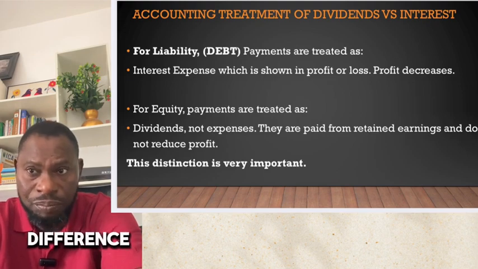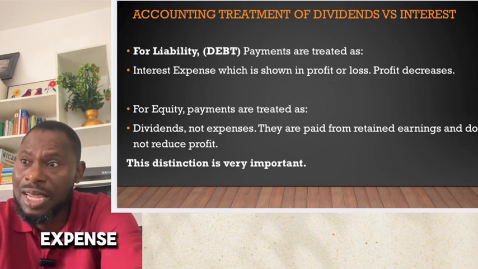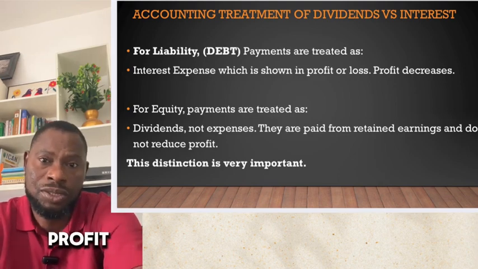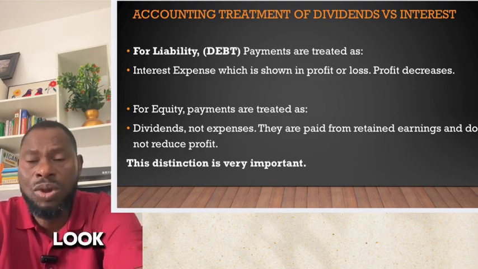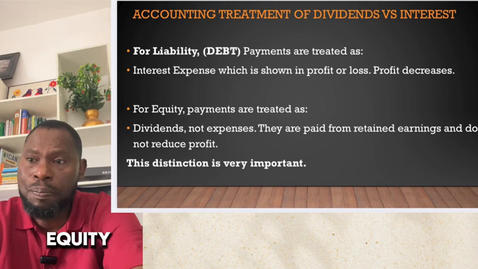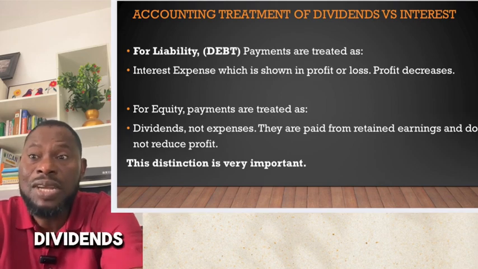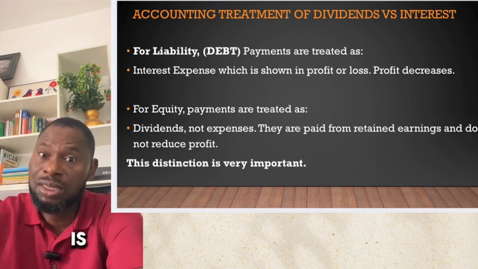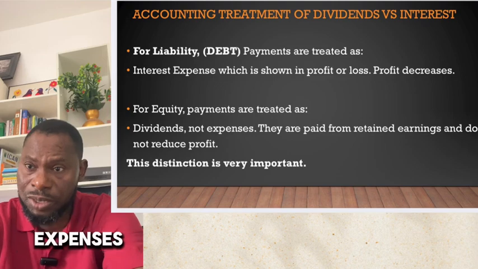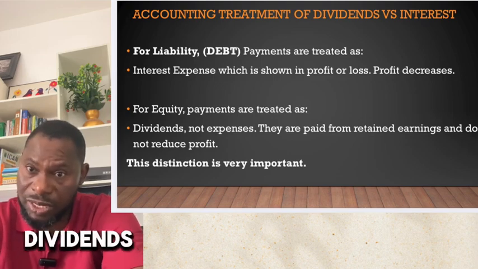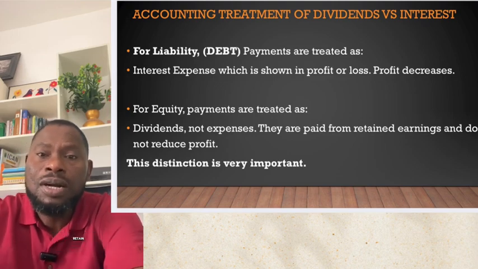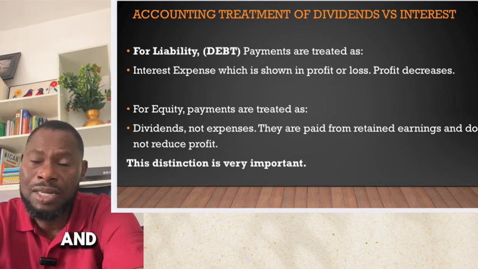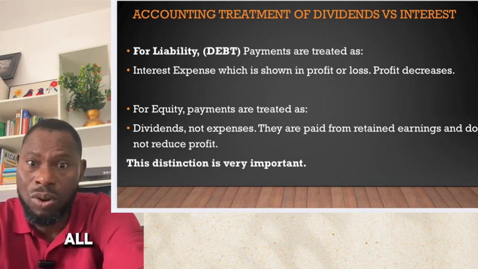Can you see the difference? So the interest expense is showing there. And what does it do to profit? It decreases profit. Okay, now let's look at equity on the other hand. For equity, payments are treated as dividends, not expenses. When you pay out to your shareholders, it is dividends. We don't treat them as expenses because they are not expenses. They are dividends, and they are paid from retained earnings. And they do not reduce profit at all.